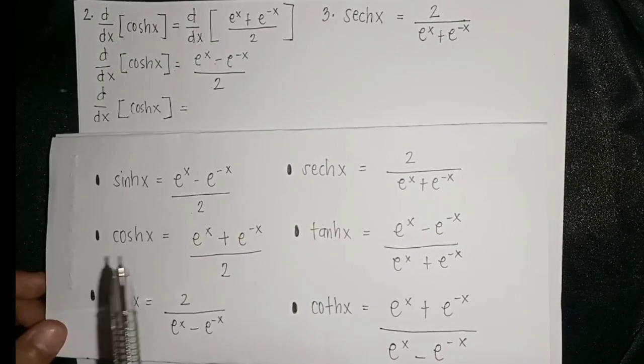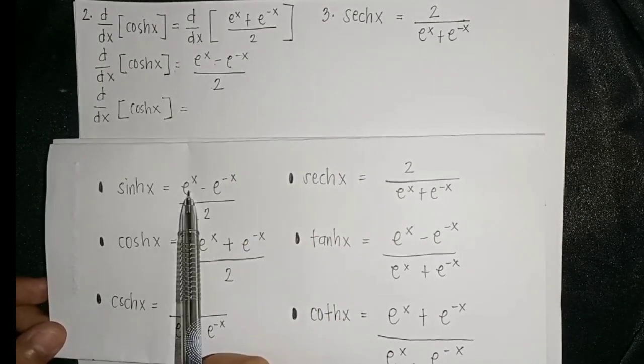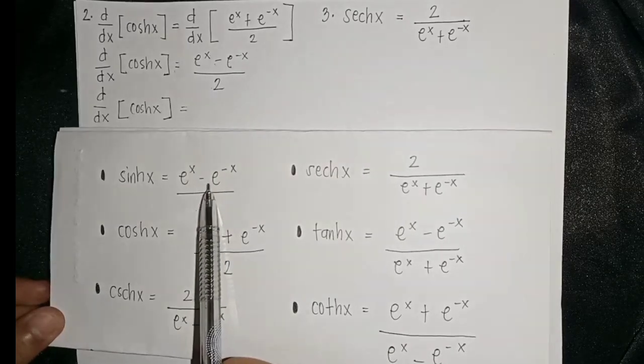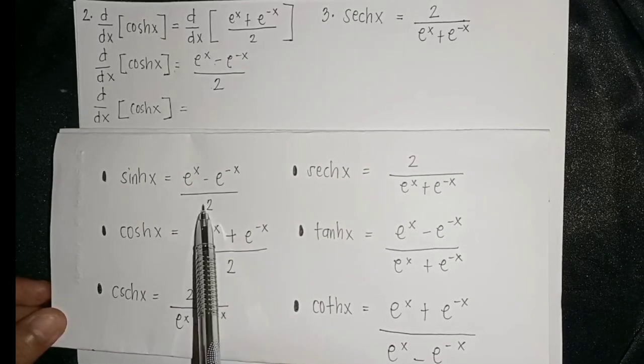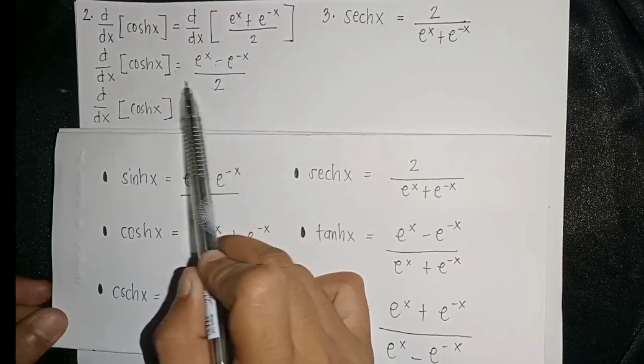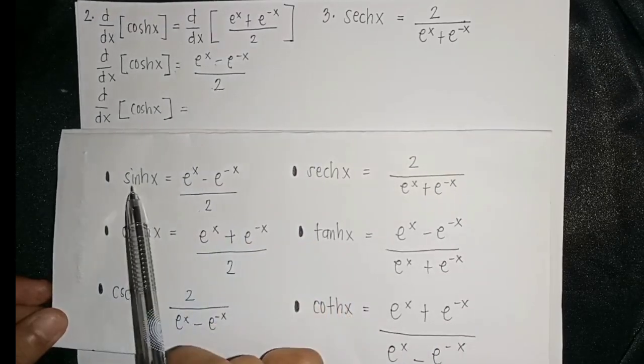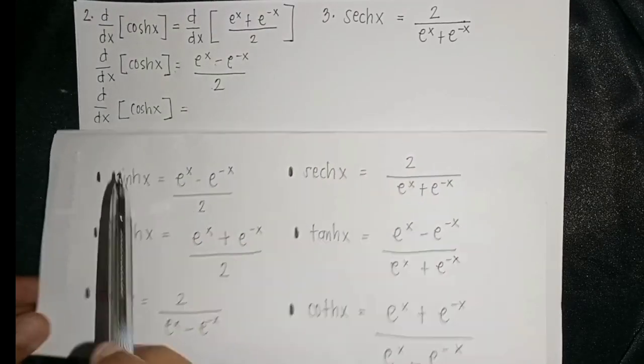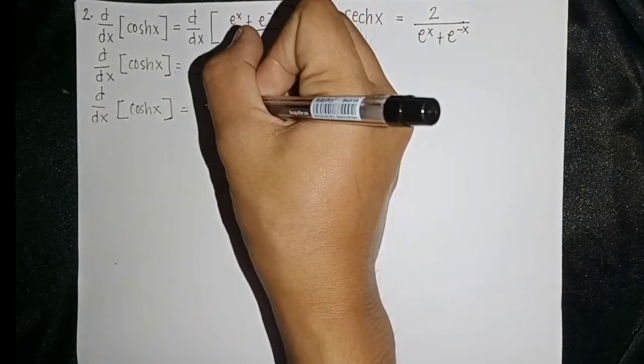We can see here that hyperbolic sine x is equal to e raised to x minus e raised to negative x all over 2. So, e raised to x minus e raised to negative x all over 2 is equal to hyperbolic sine x.